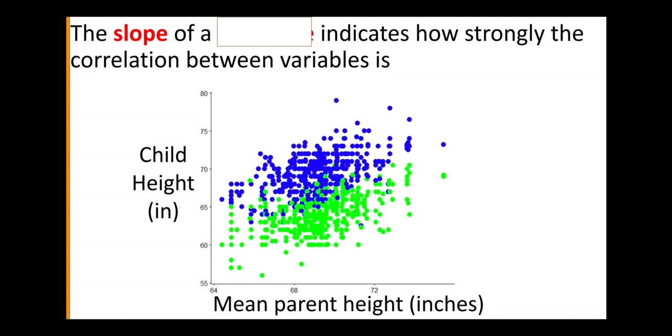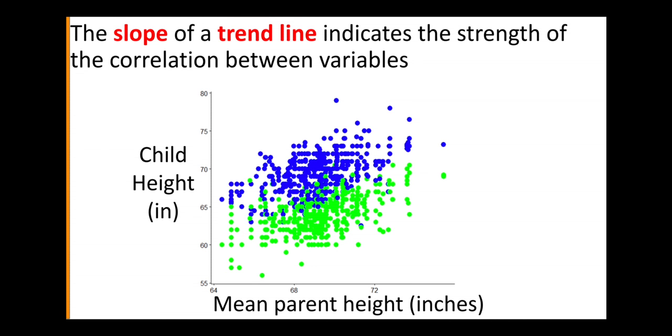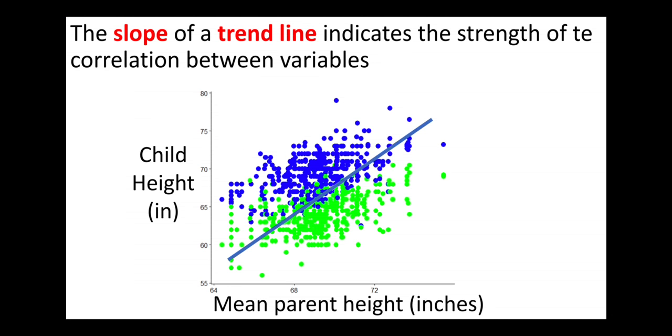So when we make a scatter plot like this, it's often good to draw a line through it, a trend line, or a line of best fit, and that summarizes the strength and direction of the correlation between variables. It's good to remember that correlation is not causation, though we have a pretty good reason to believe that the heights of parents are related to the height of children.